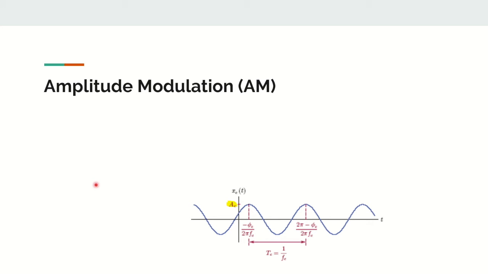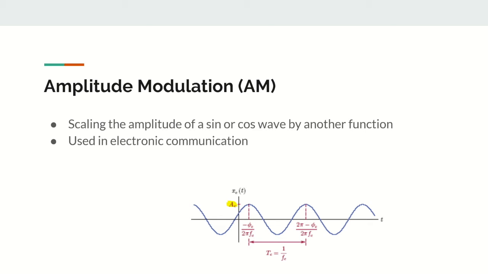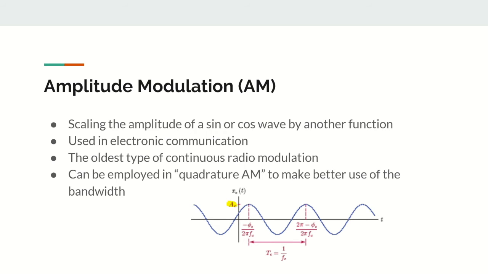So this is the simplest and oldest type of modulation, in which we embed the information into the amplitude of our signal. The basic idea is we're going to multiply our signal into a sine or cosine wave, and then we will get our output signal. Again, this can be employed with quadrature AM in order to make better use of the bandwidth that we have available. So as you can see, in this case it modulates Ac, or the amplitude here.